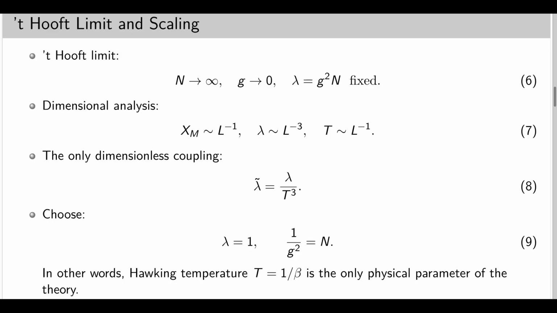Moreover, in equation 7, we show the scaling of the various objects: x as inverse length, lambda as inverse length cubed, t as inverse length. Thus, we can argue that the only dimensionless coupling in the model is lambda tilde equals lambda over t cubed, shown in equation 8. Thus, we can set lambda to 1, or 1 over g squared equals N. The only physical parameter is therefore given by the Hawking temperature, T, which equals 1 over the period beta.